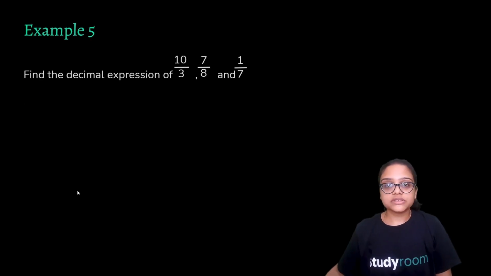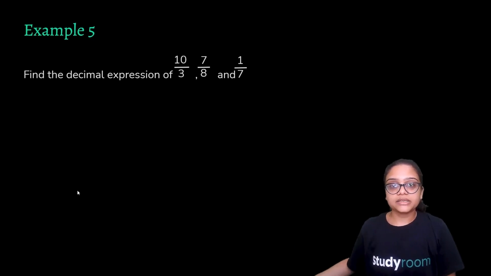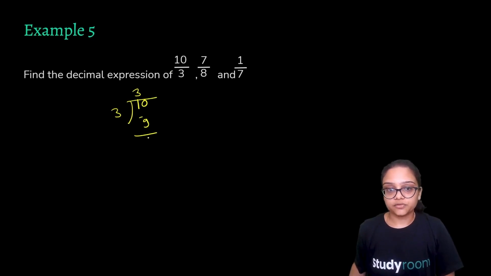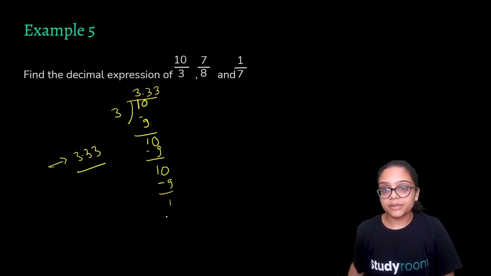So the first question says that you need to express 10 by 3 in terms of decimal expansion. What you want to do is simply divide 10 by 3. 3 3s are 9 and the remainder would be 1. Again a 0 would be created after the decimal point, so this would be 0, again 3 3s are 9, and in the same manner one would be arriving at every step. So we conclude that its decimal expansion is 3.33 and 1 keeps coming as the remainder for long. We won't get remainder 0.